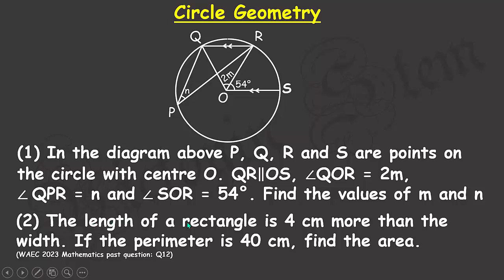The length of a rectangle is 4 centimeters more than the width. If the perimeter is 40 centimeters, find the area.